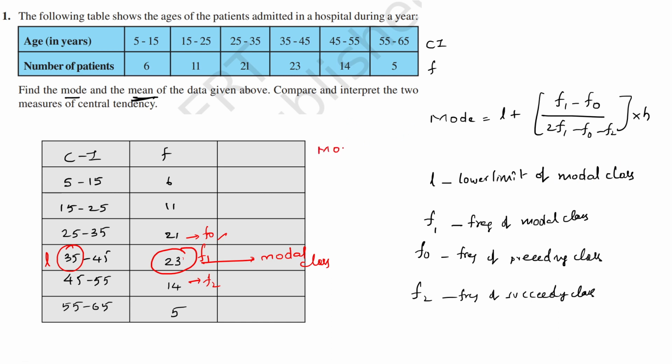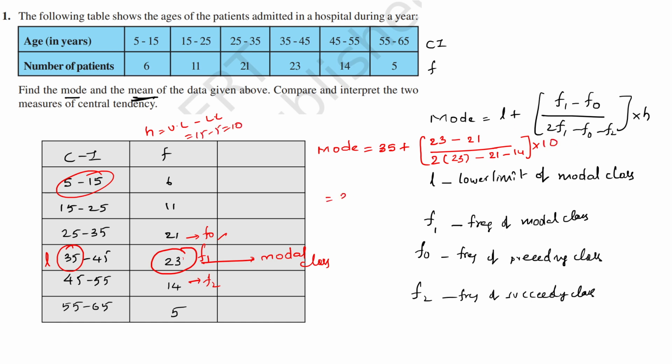Mode is equal to L, L is 35, plus f1 23 minus f0 21 by 2 into f1 23 minus f0 minus f2 into height. Height is the gap 10, upper minus lower, 15 minus 5 is 10, so that will be 35 plus 2 into 10 by 2 into 23, 46, minus 21 minus 14.